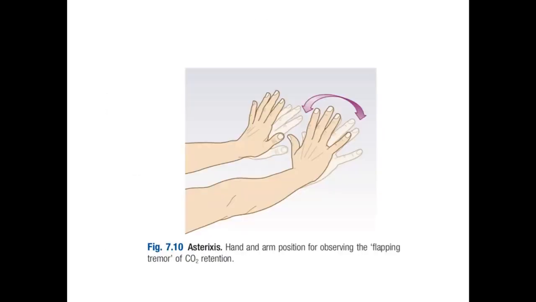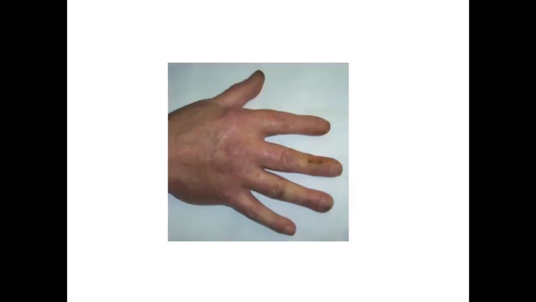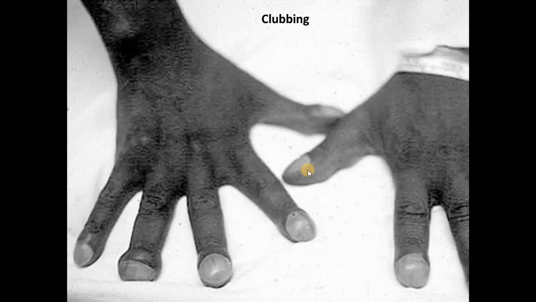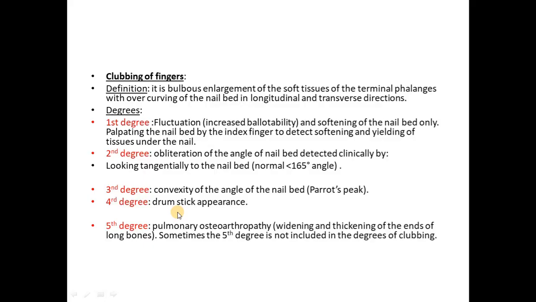This is how we examine for asterixis or flapping tremor. In case of respiratory disease, the patient will have flapping tremor suggestive of CO2 retention. This is tar staining or nicotine staining in a smoker patient. This is finger clubbing. This is stage 4 finger clubbing, or drumstick finger clubbing.